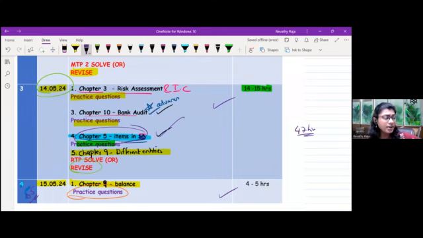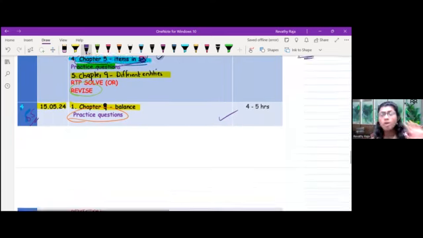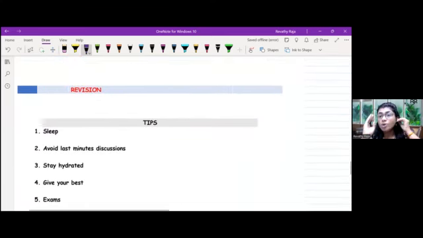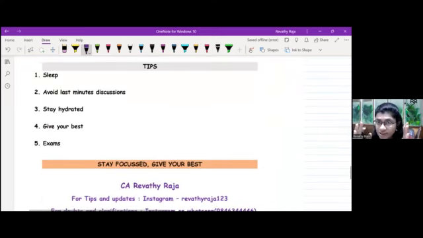All said and done, in the examination hall, you have to stay calm, you have to get the points, you have to recollect. For that, a few tips. I know you know all these tips very well, but still, I'm just saying it out of my affection towards you. First, you have to have proper sleep. Proper sleep means around 6 hours of sleep is needed. Second, last minute discussion. Please, please, please avoid it.